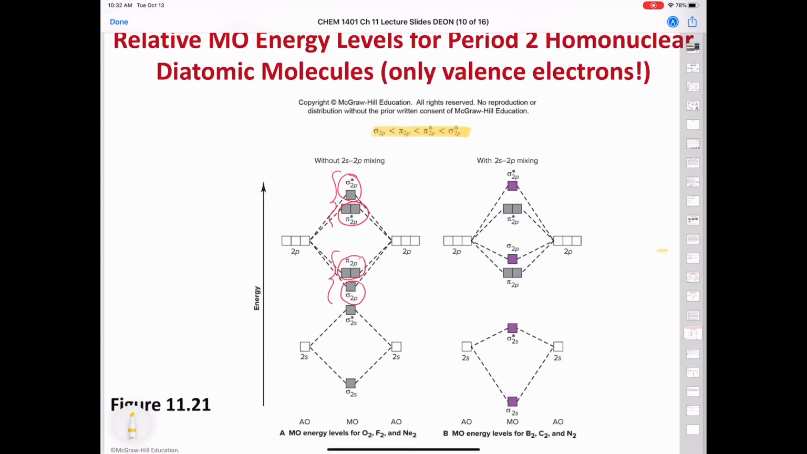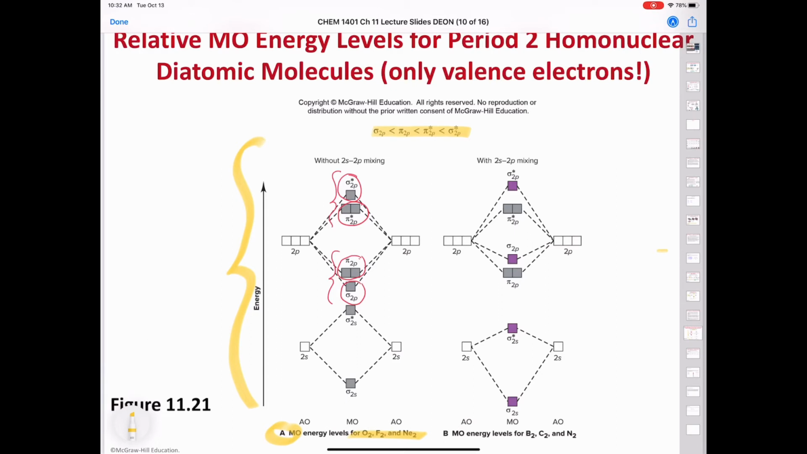Placing these orientations within the energy order gives the expected molecular orbital diagram for p block period 2 homonuclear diatomic molecules, shown right here in A. Recall that only atomic orbitals of similar energy interact enough to form molecular orbitals. This fact leads to 2 different energy orders.